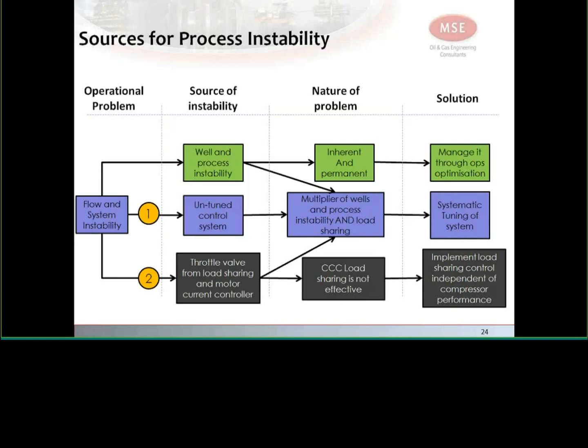And then the third issue that came up is the throttle valve. The load sharing movement isn't working properly because the conventional method requires the 2 compressors that are operating in parallel to have the same performance. And because the compressors were not of the same performance, actually it was vastly different, there is no way that the load sharing could ever achieve equal distribution of flow.